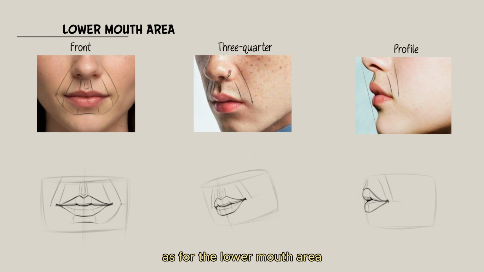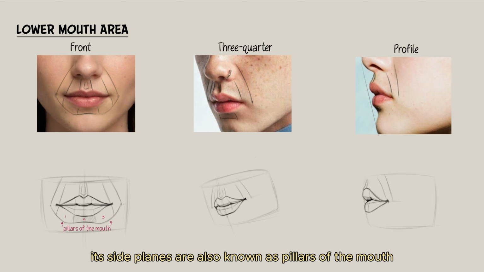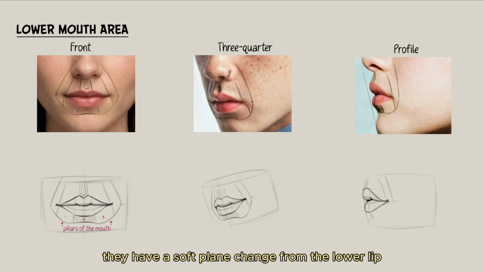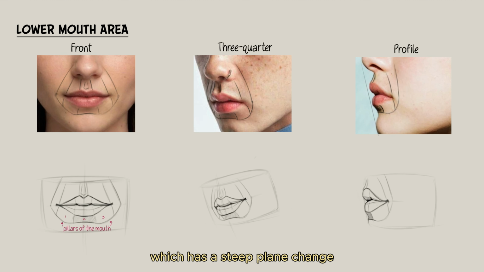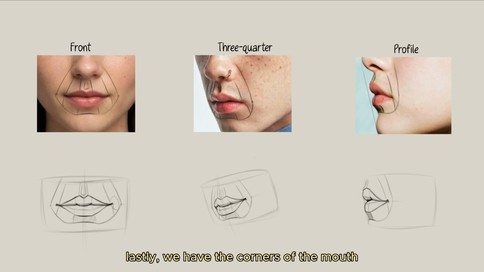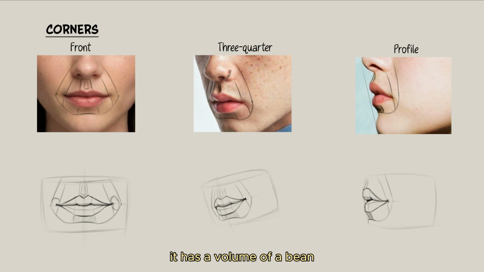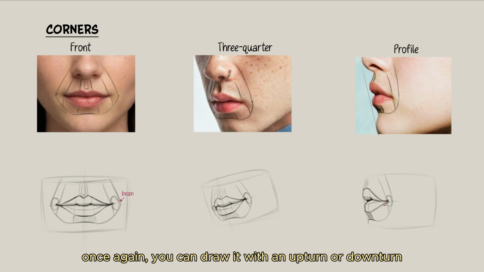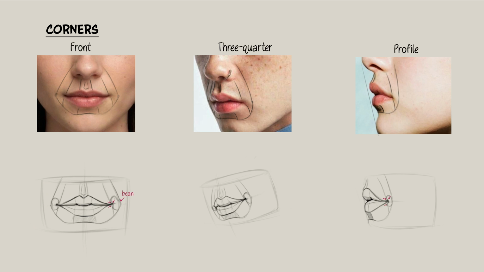As for the lower mouth area, its side planes are also known as pillars of the mouth. They have a soft plane change from the lower lip, as opposed to the middle plane, which has a steep plane change. It allows the lip to protrude and it's usually in shadow. Lastly, we have the corners of the mouth. It has a volume of a bean, and the forms around it are pinched inwards, creating almost a dimple. Once again, you can draw it with an upturn or downturn.